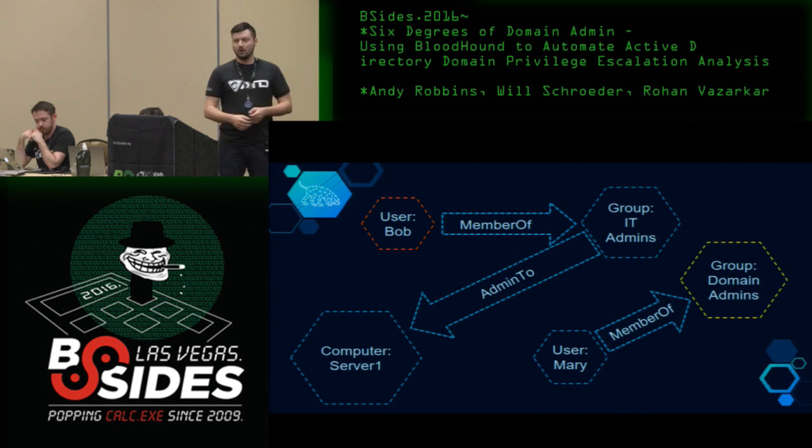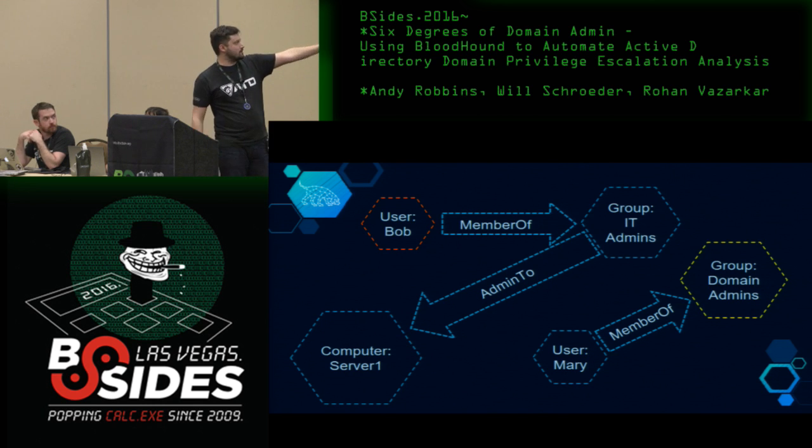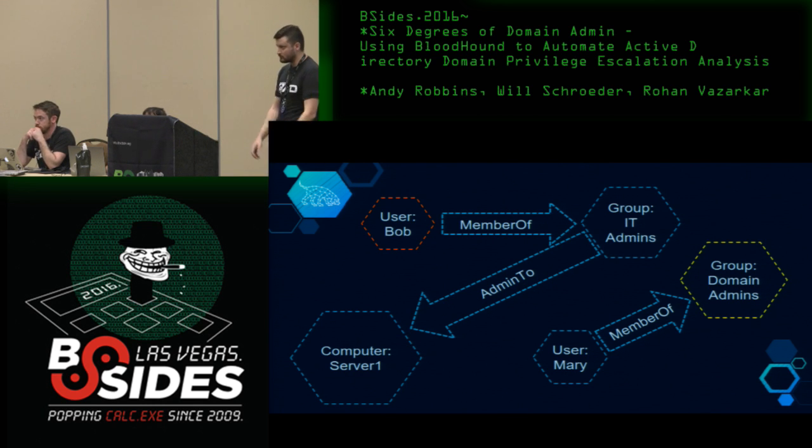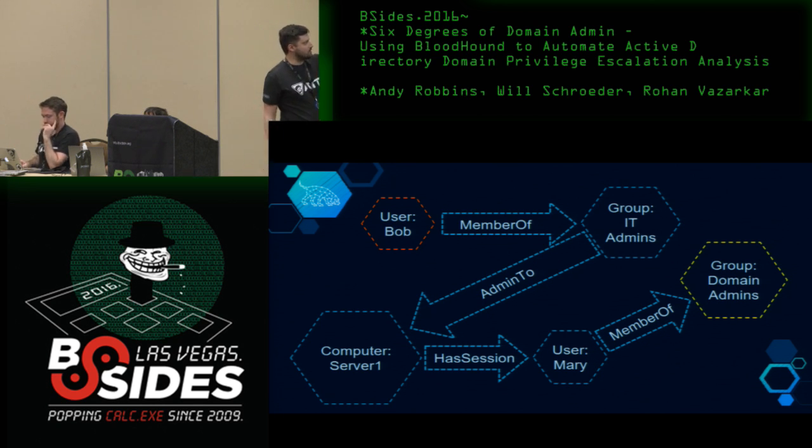Next, we determine privilege. We determine what groups, what users have administrator privileges to what objects. So this group called IT admins has admin rights to this computer called Server 1. Finally, we determine who is logged on where, and we find that Mary is logged on to this computer. So this computer has a session called Mary. Can you see the path from Bob to domain admins? Awesome.